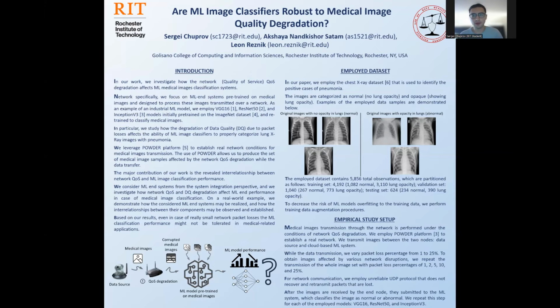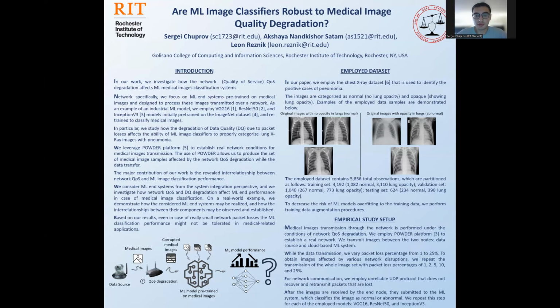So we have original images which contain X-ray scans of the normal lungs without any pneumonia and any suspicious things inside the lungs, and the original images with opacity in lungs, which we call abnormal in this paper.